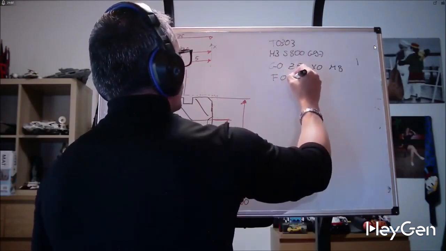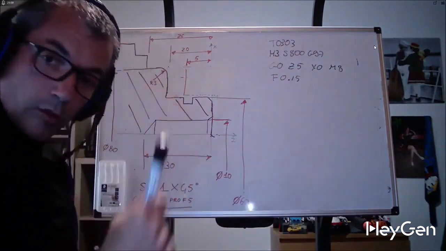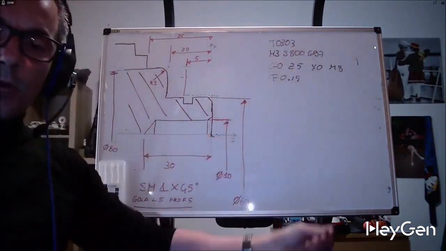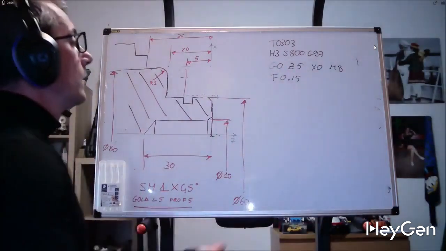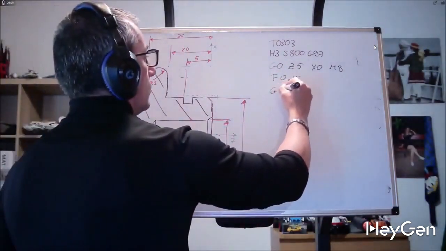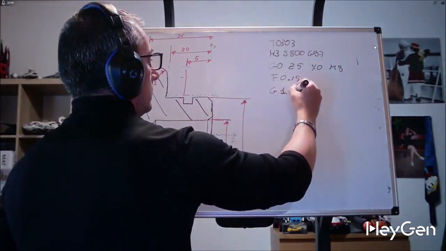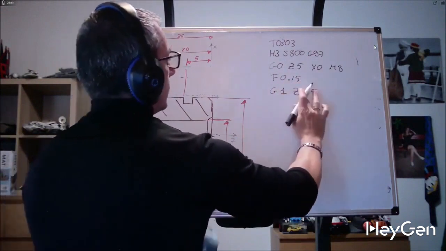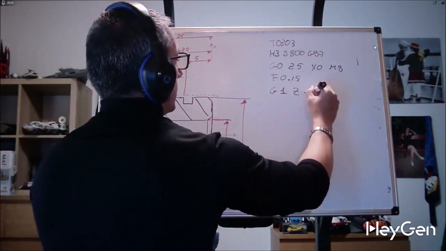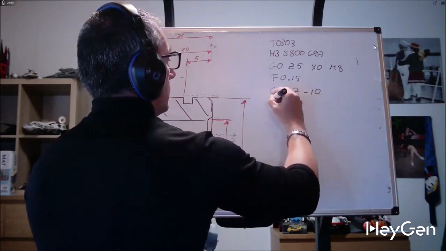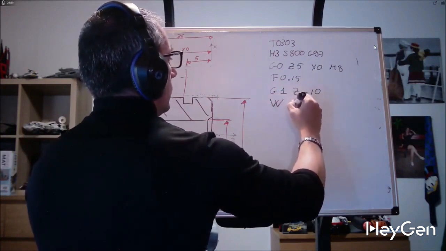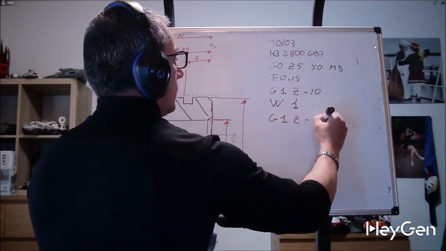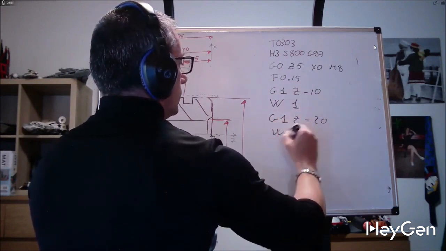F0.15, yes. Indeed, the feed can also be set in a single block, not G1. We will carry it forward until we eventually recall it. Then G1, Z5, let's do 10. Otherwise we'll do a lot of unnecessary steps. 10, V1. G1, Z20, V1, G1, Z30, G0, Z5, every 10 minutes.